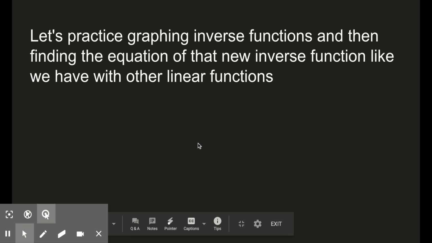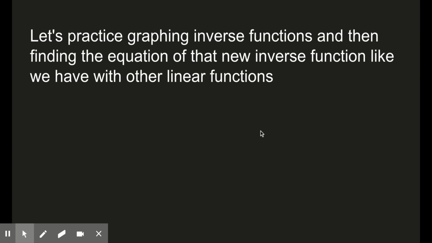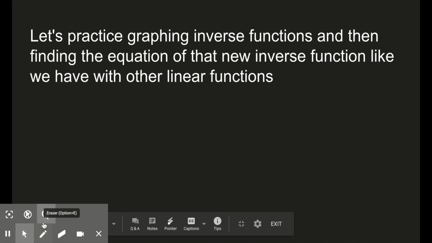And that brings us pretty much to the end here. We're going to do some practice. We're very early in this concept. So the goal is to really just practice taking a graph and flipping the point values, flipping the x and y. So we'll do some practice with that today. Hopefully this video helps.